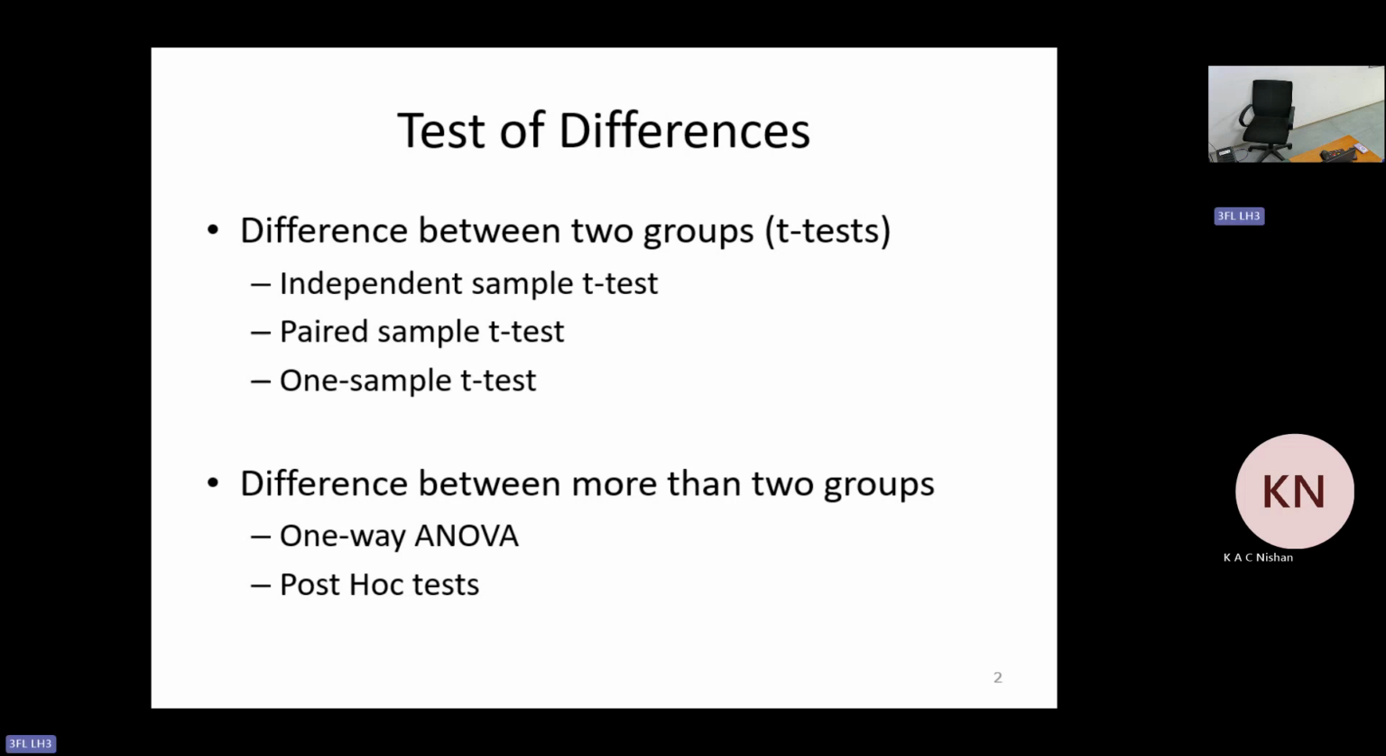For your viewing pleasure, I have indicated that earlier. The first bullet point is the difference between two groups. Those are called t-tests, comparing two groups, males and females.